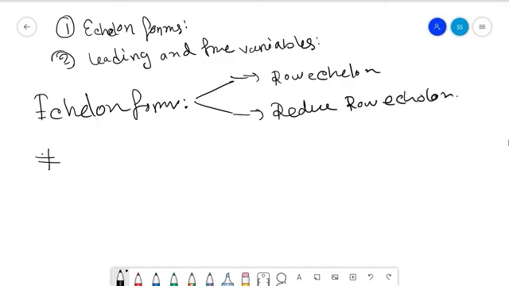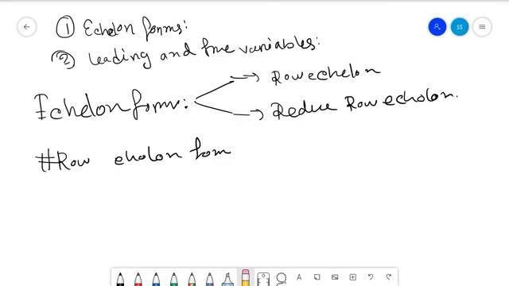So let's take an example of row echelon form. A thing to note is that these echelon forms help us where we have, let's say, 4 variables and 3 equations. So it is very helpful in finding out which one is a free variable, and we'll talk about it a bit later, but let's try to see what a row echelon form of a matrix looks like.